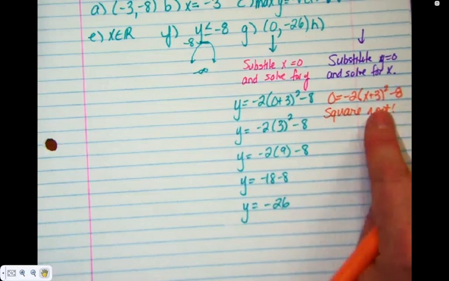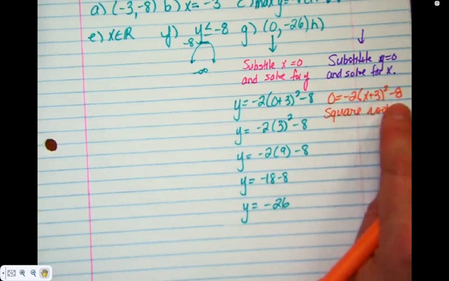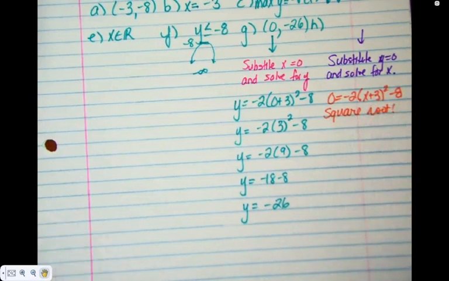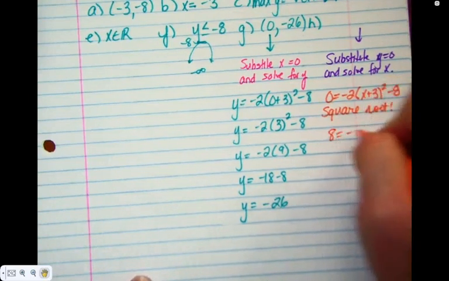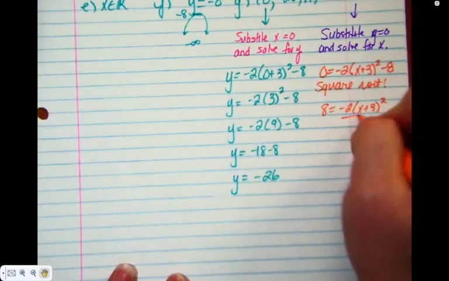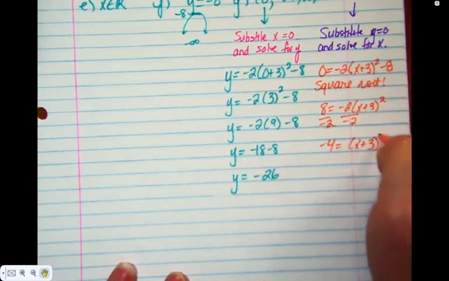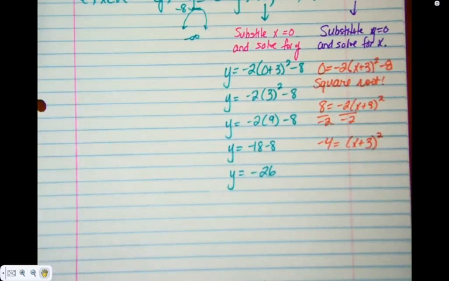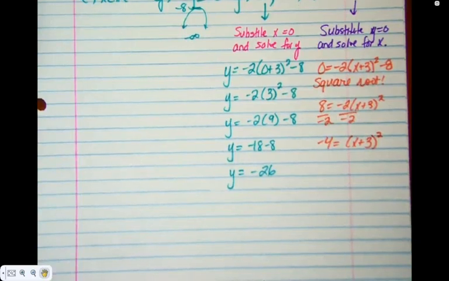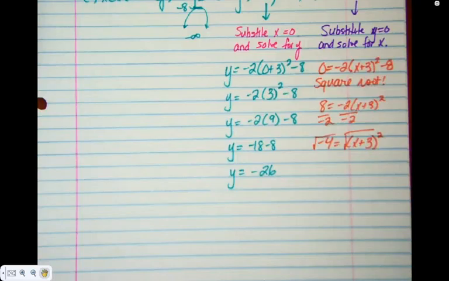So good time to review. What's step number 1 for the square root method? Isolate the squared. What do I do with the 8? Move it to the other side. Divide by negative 2. Root both sides. Oh, it's imaginary.